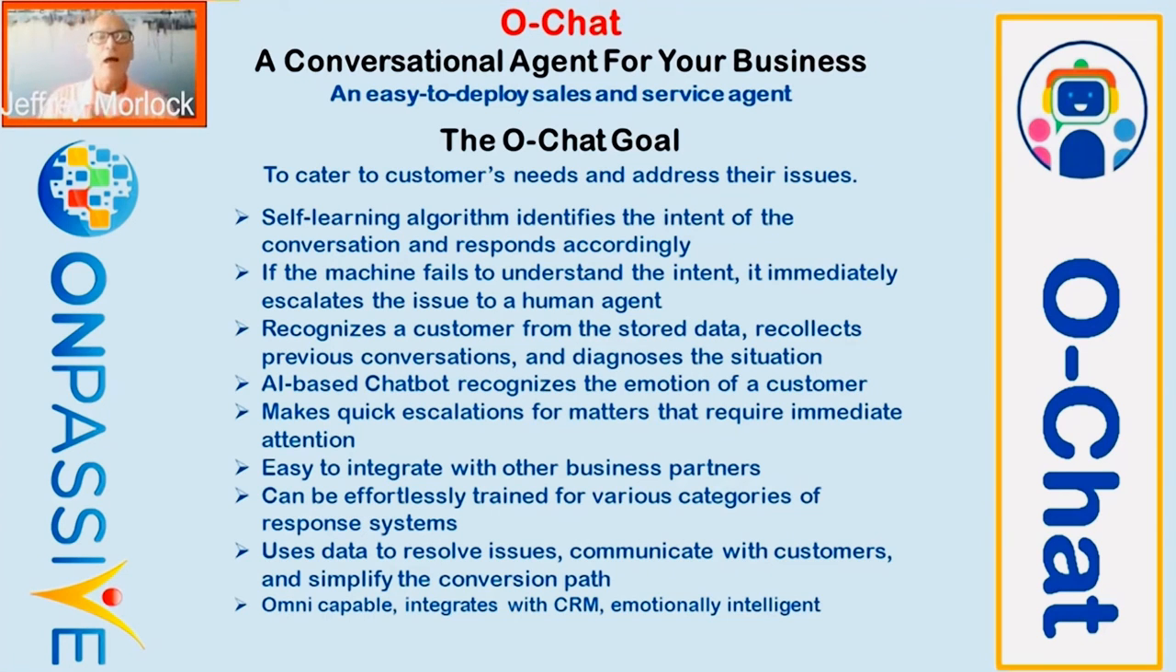Well, I guess what I'm saying is that it's going to understand the conversation. It's going to respond accordingly, and it's going to use the data that it has at its command to resolve issues, to communicate with customers, and quite simply to simplify the conversion path by improving our customer engagement through the program. And again, if the machine portion of this, the robotic, the AI, fails to understand the intent, it's going to immediately escalate that to get a human agent in there, right?